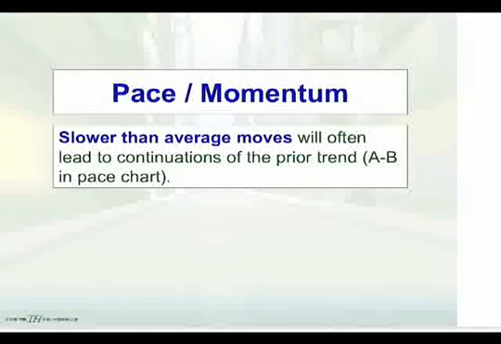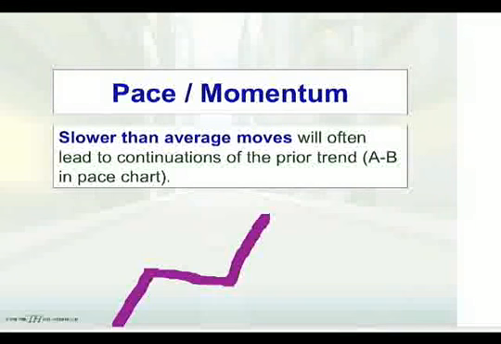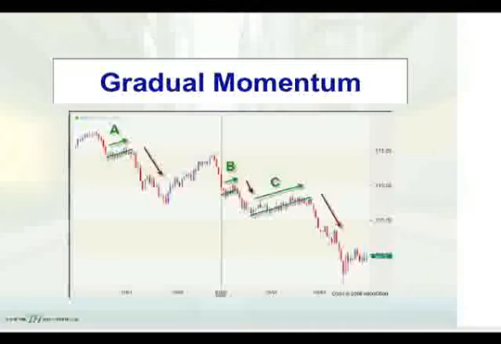Now, as I said before, slower than average moves are often going to lead to continuations of the previous trend. So if you have a sharp upside move, and then you have a slower than average move on the pullback, then that's most likely to lead to a continuation of that previous trend, unless there's some sort of change in momentum within this trading range itself.